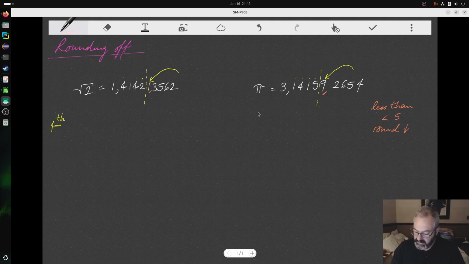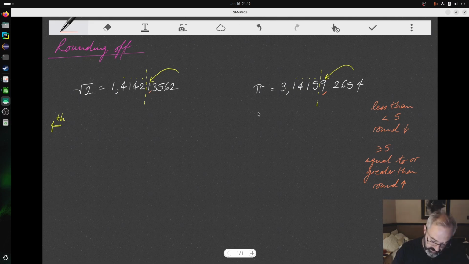But if that number to the right hand side of our imaginary line is equal to or greater than 5, then we say we round up, we round upwards, and I'll show you what I mean by that just now. So then we round up. Okay, so now let's go and have a look at our first case.